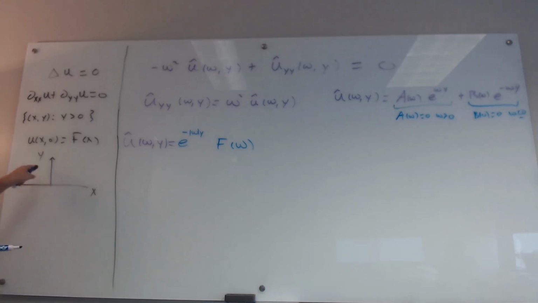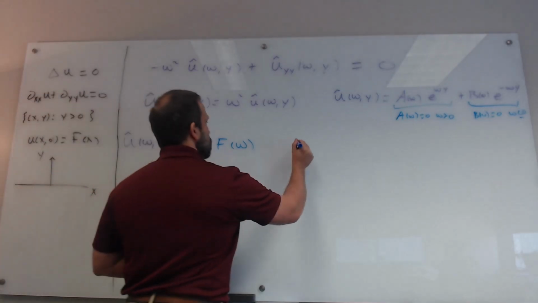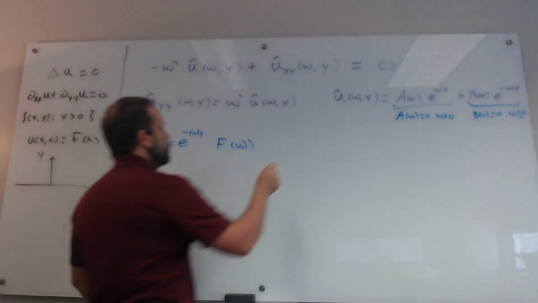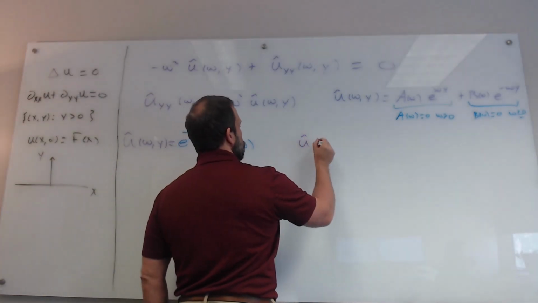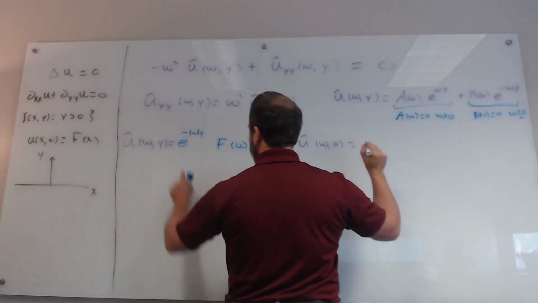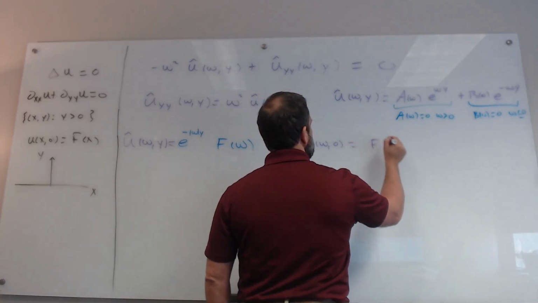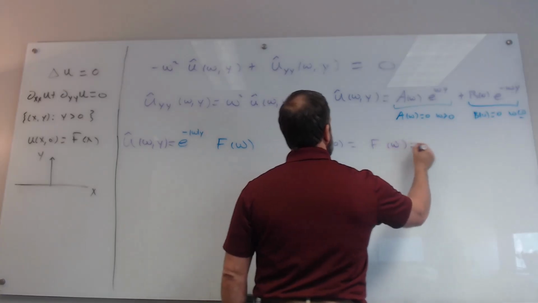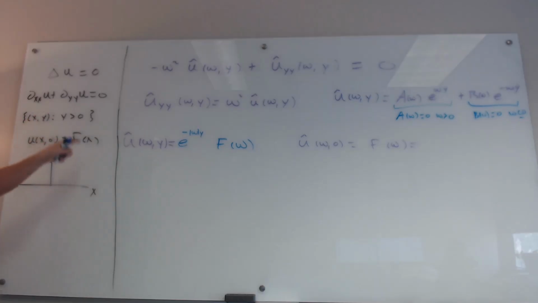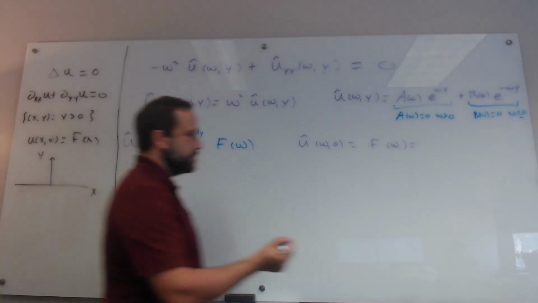Okay, but now we can use our boundary data here. And notice that u hat, when y is equal to 0, we've got u hat of omega, 0 is equal to 1 times F of omega. But that's just the Fourier transform of this, which is f hat of omega. So this is f hat of omega.